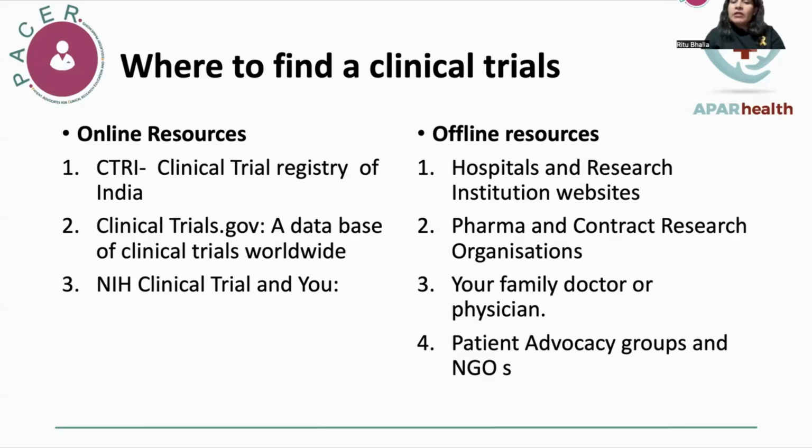Second, offline resources. You can reach out to hospital or research institute websites. You can reach out to pharma or contract research organizations. Third is your family doctor or physician. Because they are really handy people, you can go to them and ask for the clinical trial registry studies which are going on in your particular disease area. And last is patient advocacy groups and NGOs. They essentially work towards making awareness, and also have knowledge of what kind of studies are going on in India or globally.